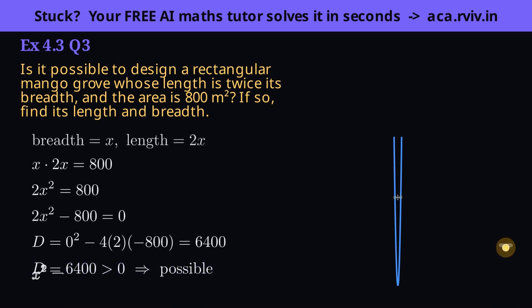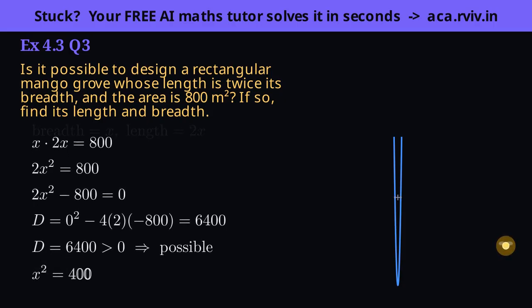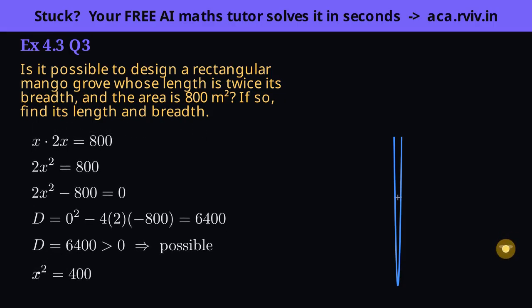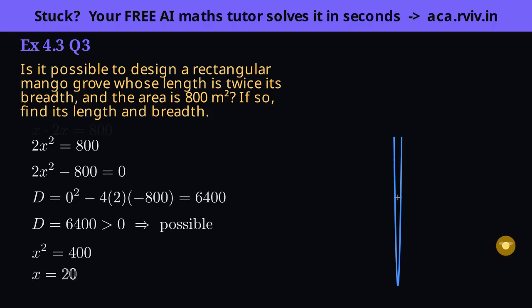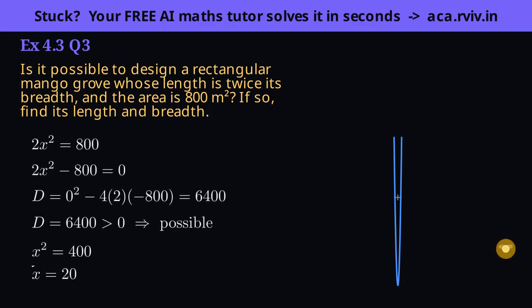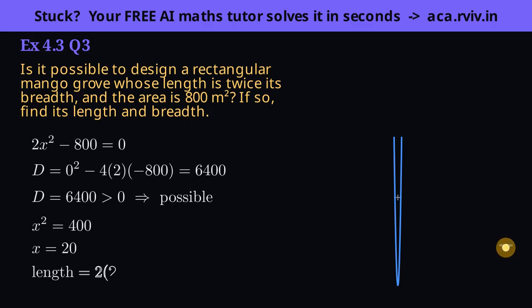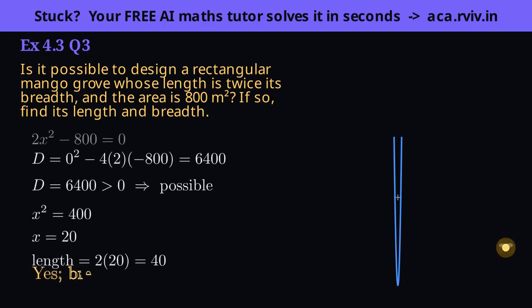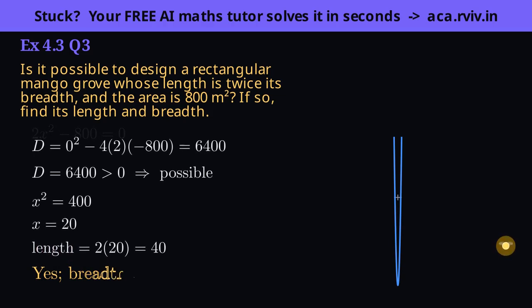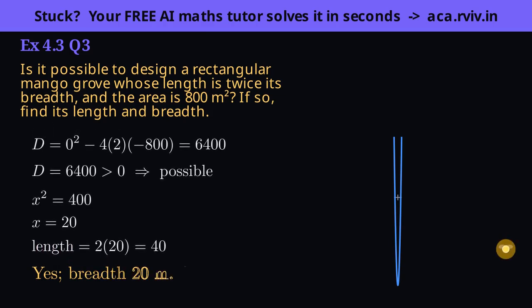Now solve. Divide by 2 to get x squared equals 400. Take the square root. A breadth is a length, so keep only the positive root. x equals 20. Length is twice the breadth, so 2 times 20, which is 40. The powerful idea here: a non-negative discriminant is a yes-no test for whether a real design can even exist. Compute D first. If it's negative, the answer is simply not possible and you needn't solve. If it's 0 or positive, then go find the dimensions.